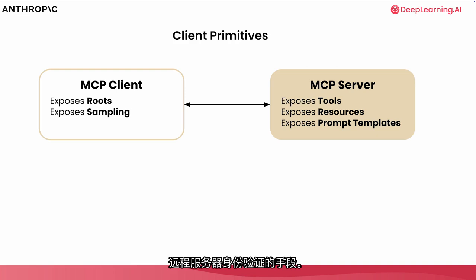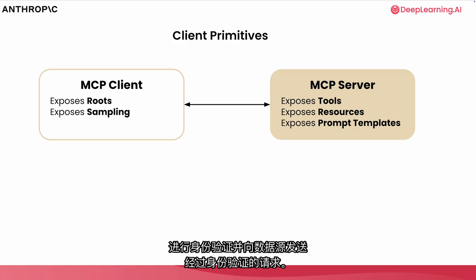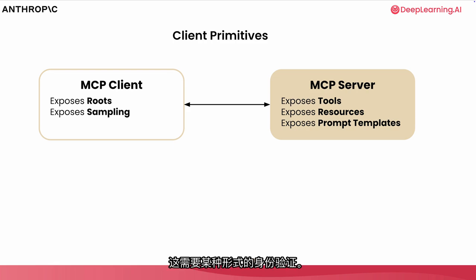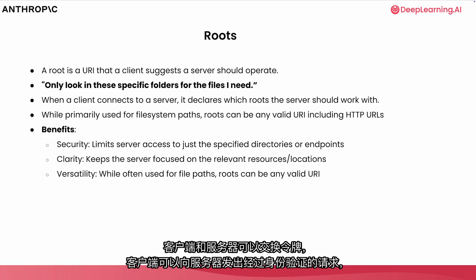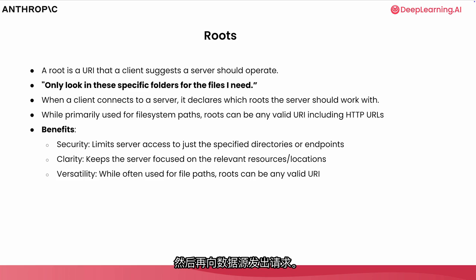So while we've explored primitives that can be exposed by the server, tools, resources, and prompts, we also have primitives that the clients can expose. These include routes and sampling. Let's dive into those. A route is a URI that a client suggests a server should operate in. The idea is centered around only looking in specific folders for files that you might need. When the client connects to a server, it can declare the routes that the server should work with. This can be useful for file system paths, but can be any valid URI, including HTTP URLs.